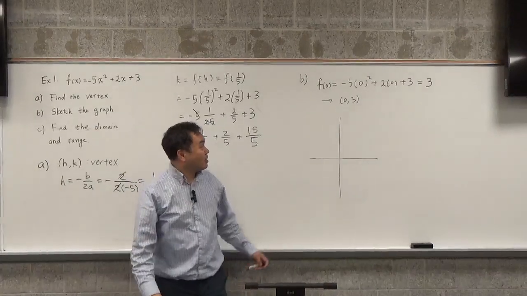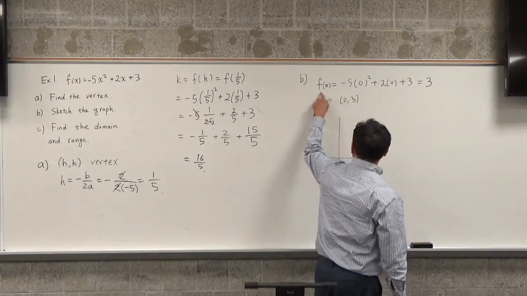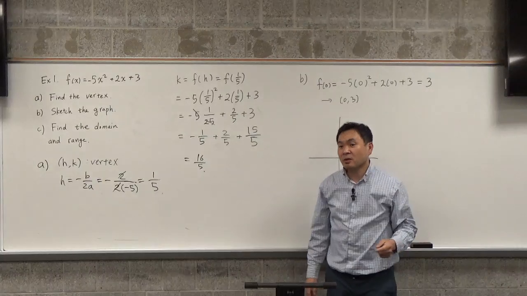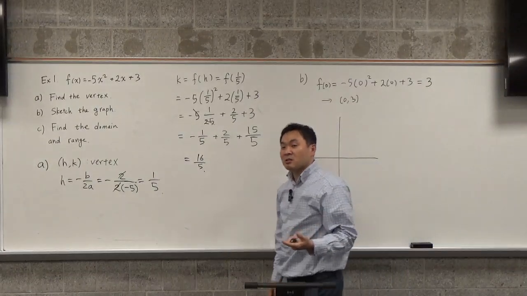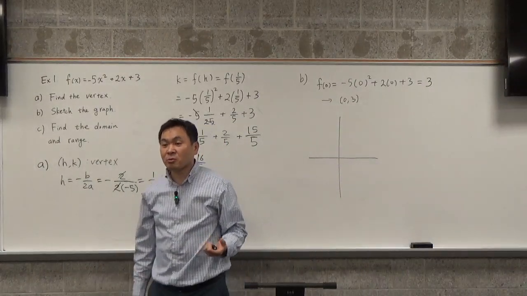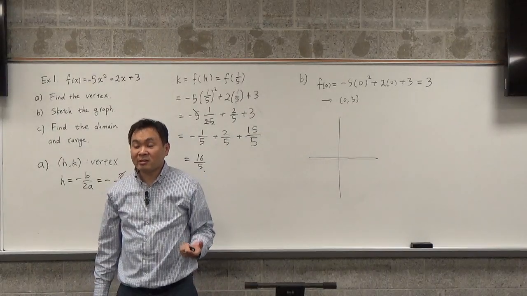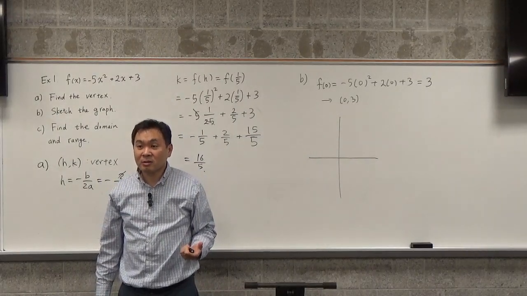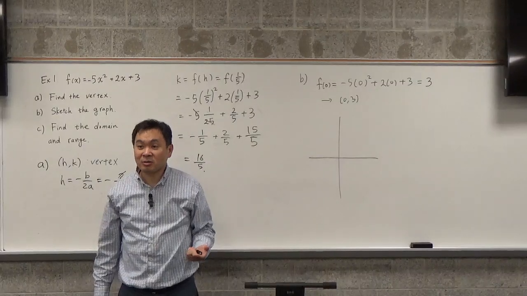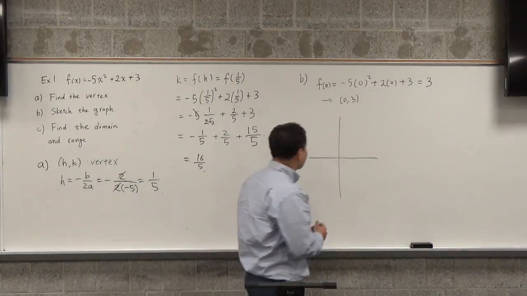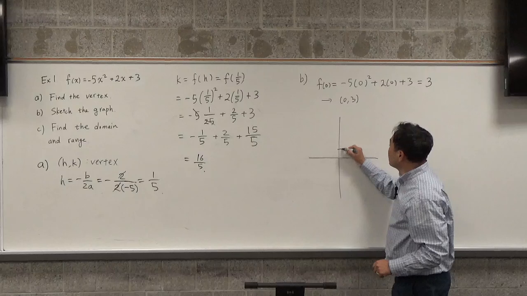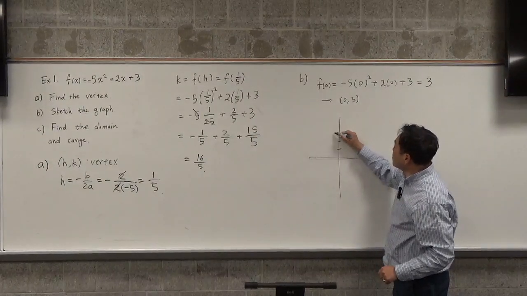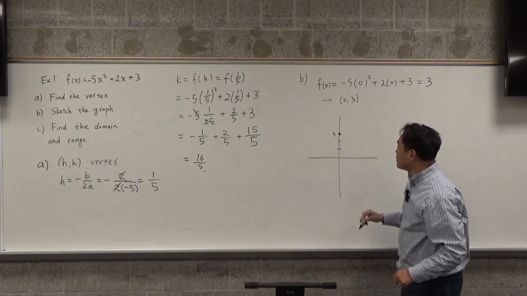I didn't even have to write this. You could just see that f of 0 is just 3. Now, that immediately means that (0, 3) is a point on the graph. Agreed? And it's actually on the y-axis. So that's the y-intercept. The y-intercept is 1, 2, 3. Here's 3. That's the y-intercept.